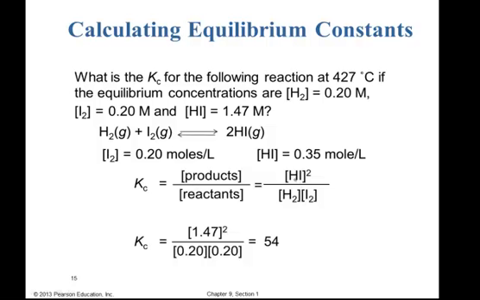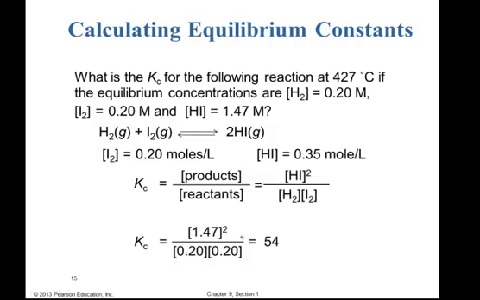I'm going to put in my value that I had for HI, which it told me was 1.47. So I put in 1.47 and it becomes squared. Then I'm going to put in my H2 value, which was 0.2. And I'm also going to put in my I2 value, which was also 0.2. So 0.2 times 0.2. So 1.47 squared divided by 0.2 times 0.2. And I get a value of 54.